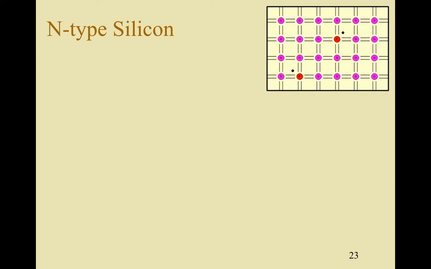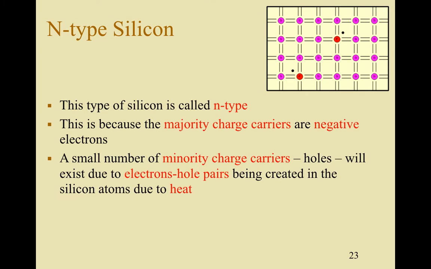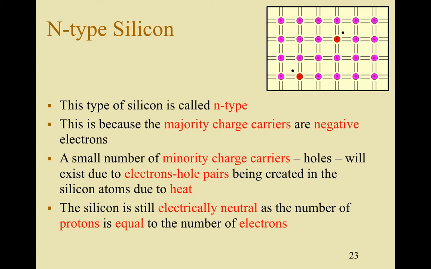Okay, so the n-type semiconductor there, it's n-type because the majority charge carriers are negative electrons, and as we add energy, you will have electron-hole pairs. It's just that you'll have more electrons than you will holes, which is why we call it an n-type, because they're majority charge carriers. So there's more of them than the positive holes.